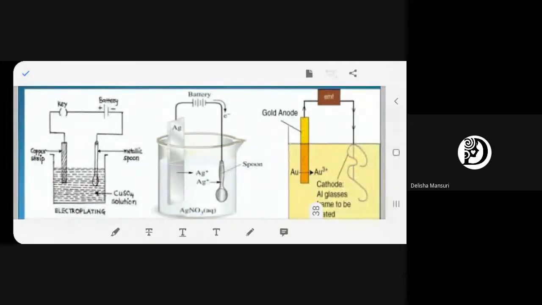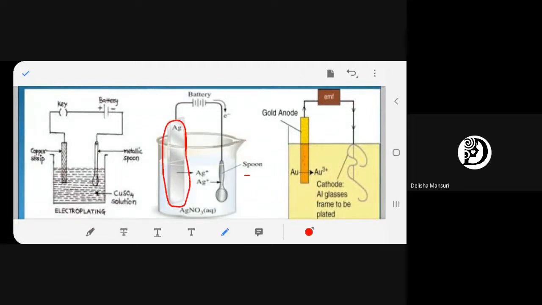For example, here you can see a spoon, and this one is a silver plate. You see this over here? This is the silver plate, and this is the spoon. Okay, and this is silver nitrate. So what will happen? Ag+ and NO3-. Now this silver is getting dissociated in the electrolyte, in the solution, and silver will deposit on the spoon. You got my point? Thus, this silver will deposit on the spoon, and the spoon will be electroplated. Any problem?